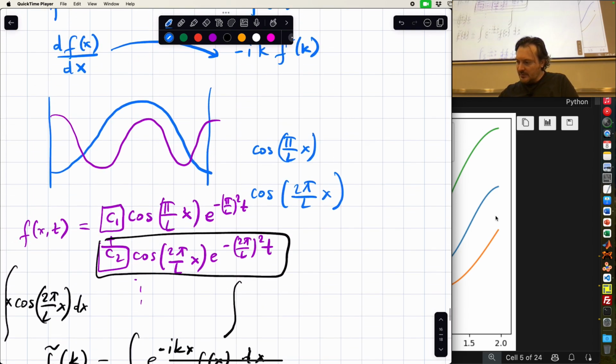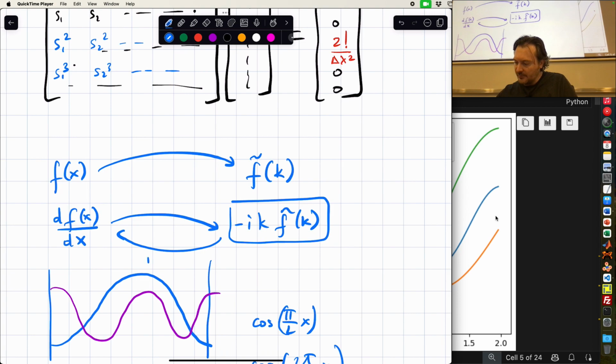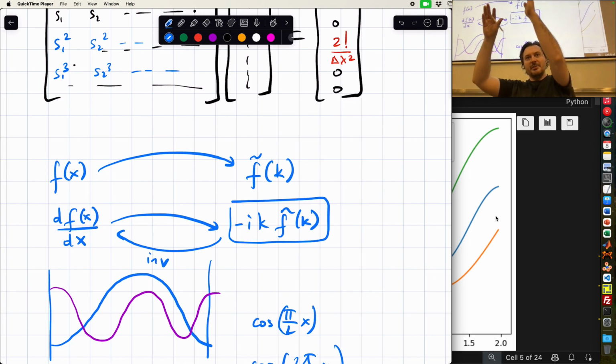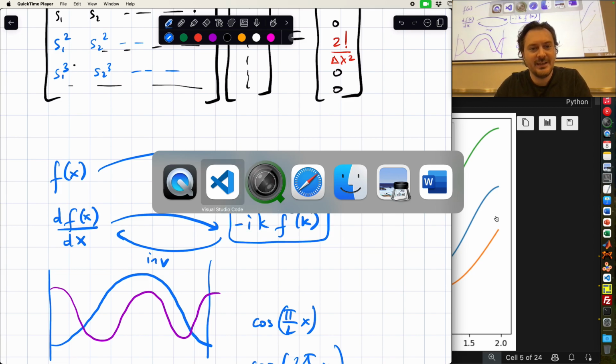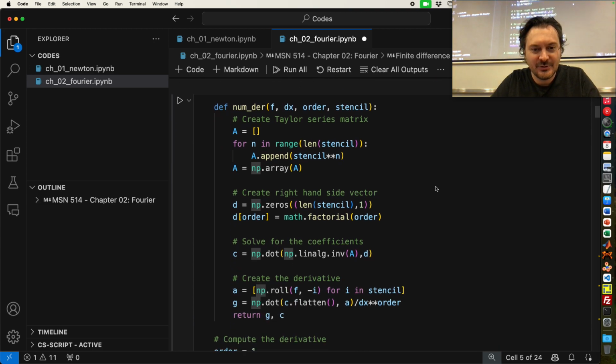But the point, what was the point? The point is that if you do this and you do the inverse transform, you get the derivative. That's how you get the derivative: by taking the Fourier transform first, multiplying it with ik's, and doing the inverse Fourier transform. Ready? That's what I have. No? Just follow the code. Don't worry.